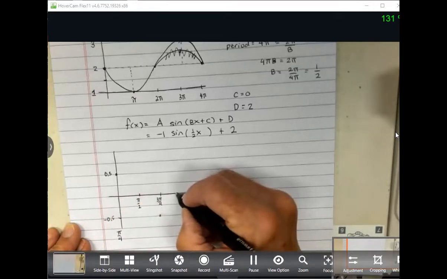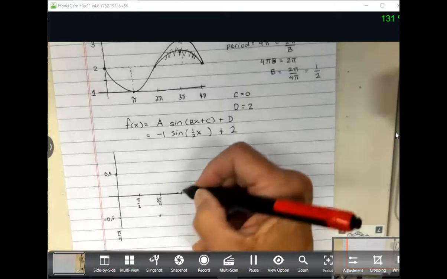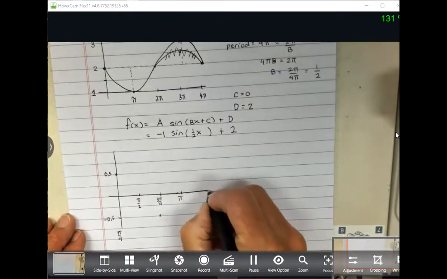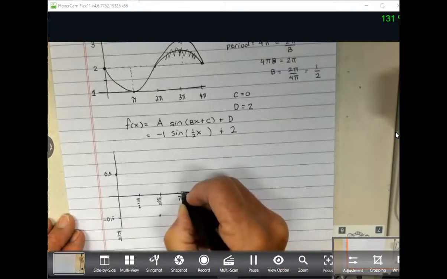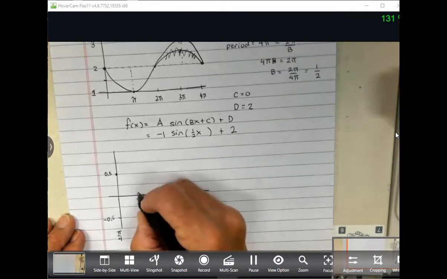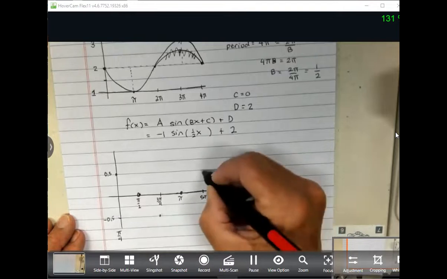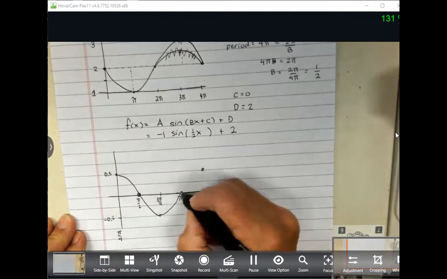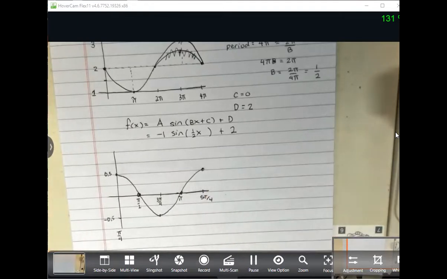And then at 5 pi over 4, oops, sorry, at pi it crosses, and then out here is 5 pi over 4. So it crossed at pi over 2, pi, and then back here it's up again. And so it was one cycle of a cosine curve that's right side up.